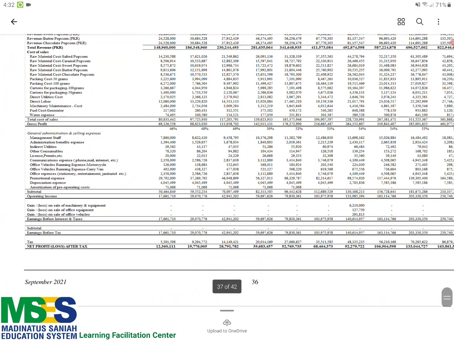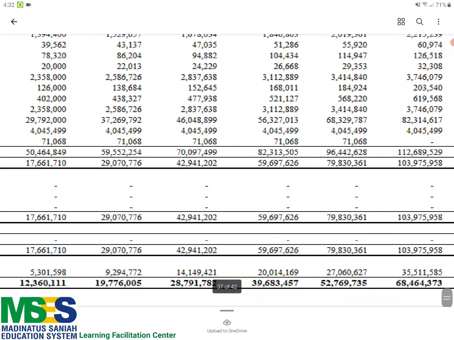Why does not everyone start this business? Why is it that we don't see everyone doing the popcorn business? Why is not your father doing this business? Why is not my father doing this business? Because everyone does not have specialties in every business. Okay. So these are the factors that we discuss.